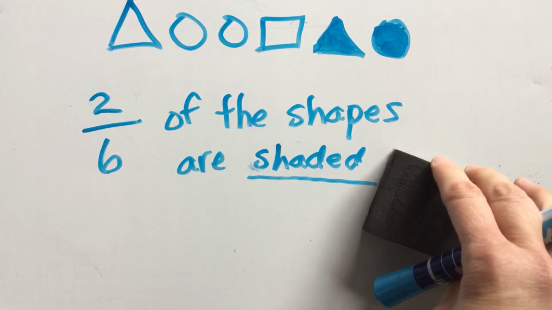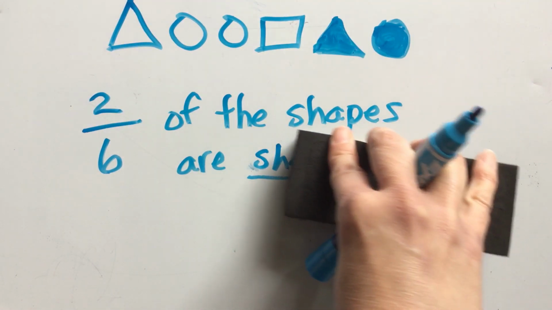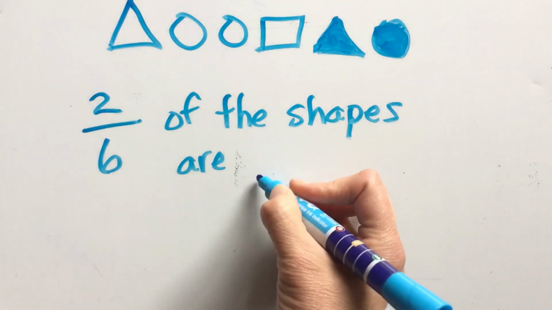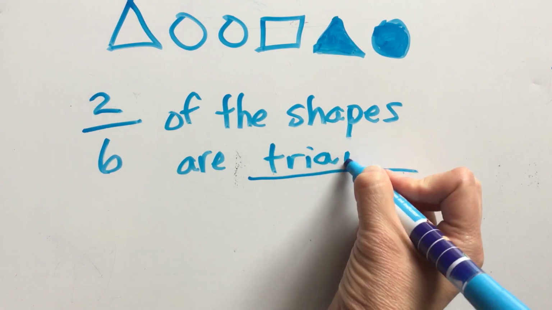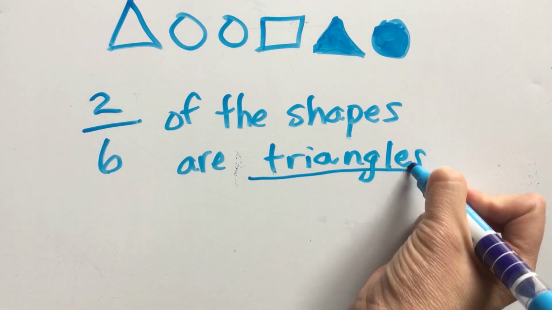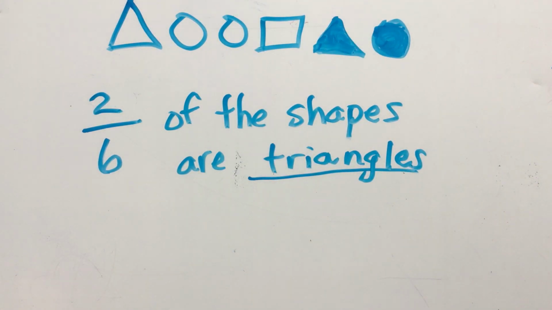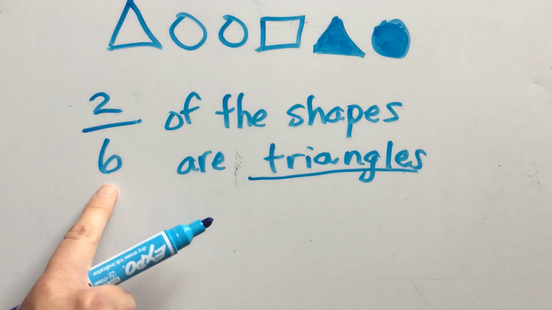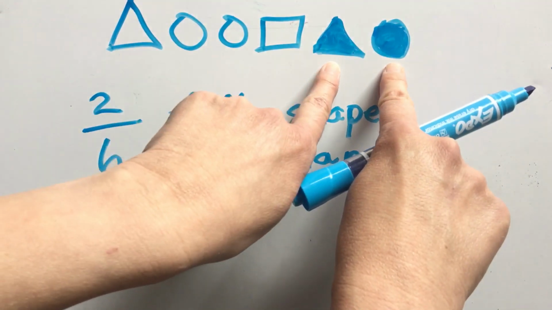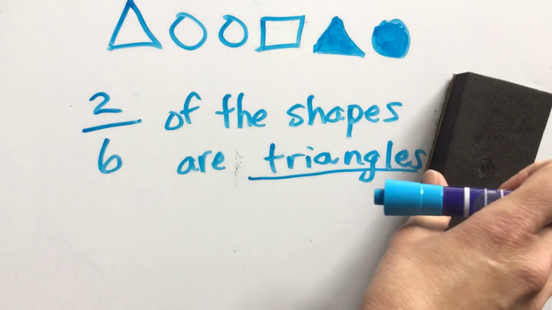But there's something else that I can write as well. 2/6 of the shapes are triangles. So if you said either one of those, you were correct. So this fraction statement is now correct. 2/6 of the shapes are triangles. There they are. Or 2/6 of the shapes are shaded. And there they are. Okay?